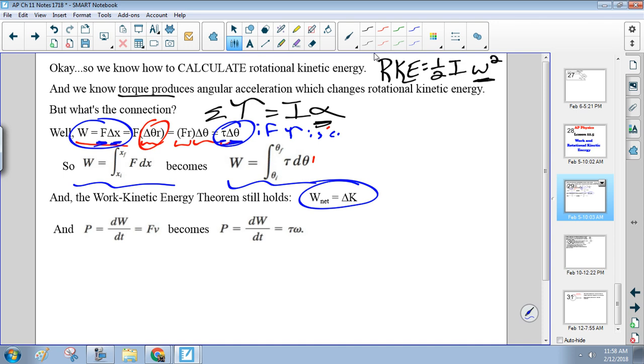And we learned previously that you can calculate instantaneous power by doing force times velocity. That same equation now becomes torque times angular velocity, okay?